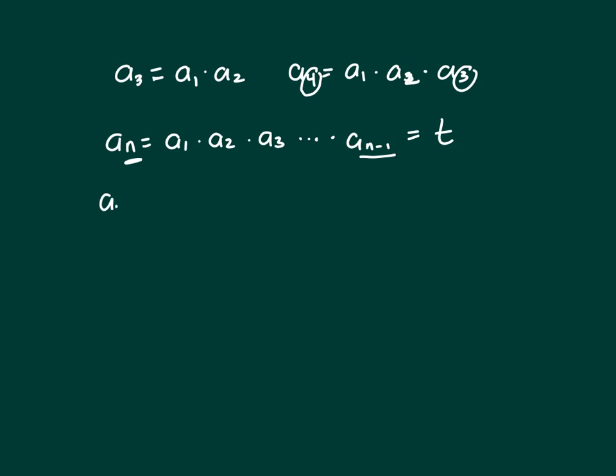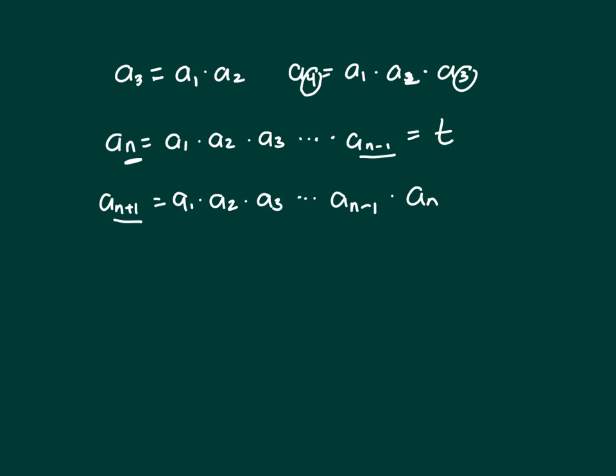Well, now let's find a sub n plus 1. A sub n plus 1 would be a sub 1 times a sub 2 times a sub 3 times a sub n minus 1 times a sub n. A sub n is one less than a sub n plus 1.